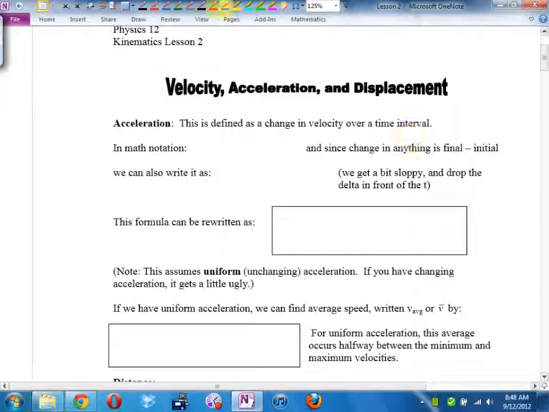Acceleration. Acceleration is defined as a change in velocity over a change in time interval. In math notation, we write it this way. Acceleration equals change in velocity over change in time, although I should also then add the vector notation.